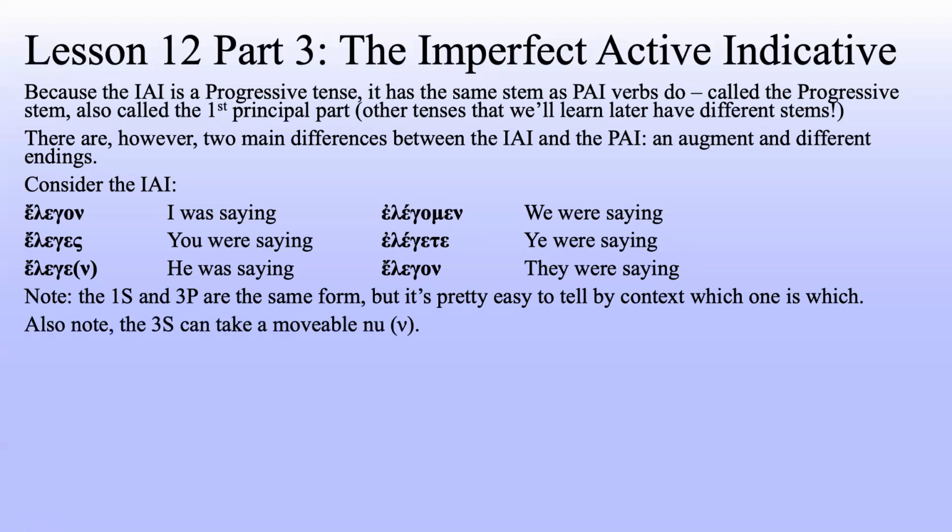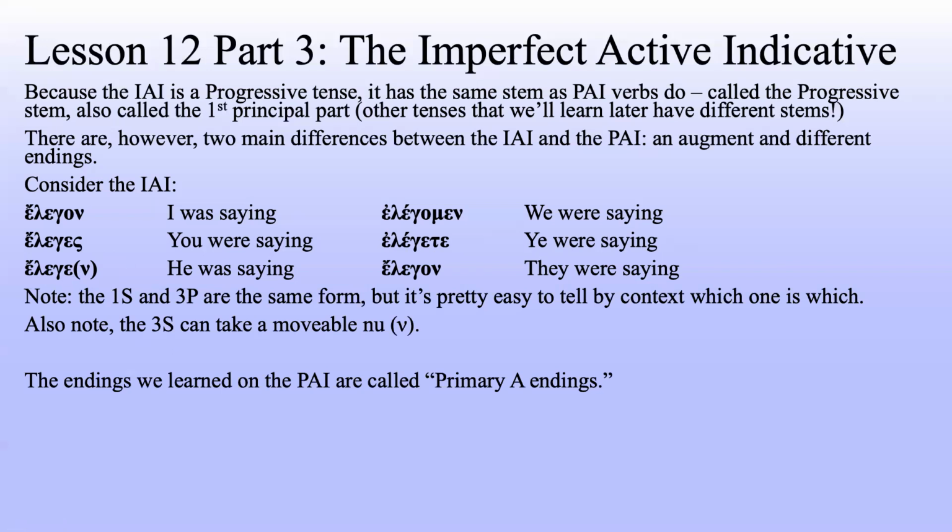Also note the third person singular can take a movable nu. As far as I'm aware, this is the only type of thing where an epsilon will take a movable nu. Normally it's an iota, but it can occur there. So just watch out for that. Don't let that throw you if you see one of those.